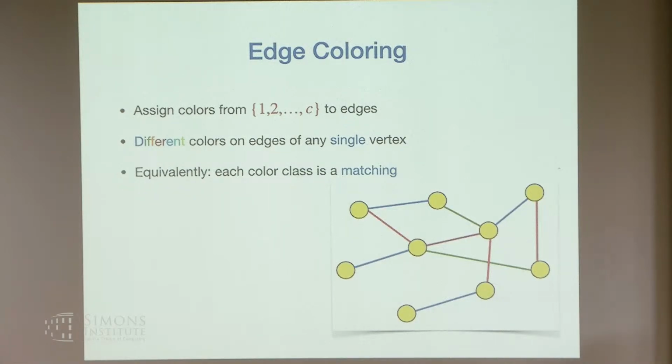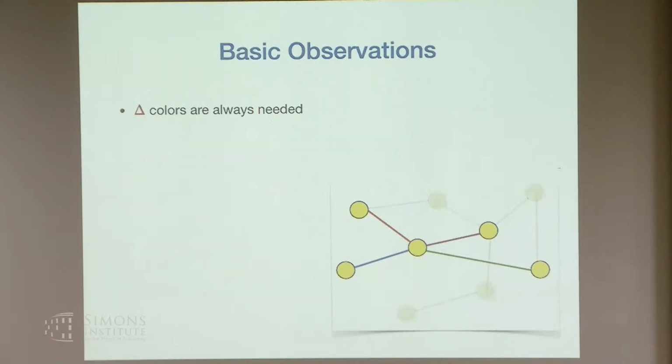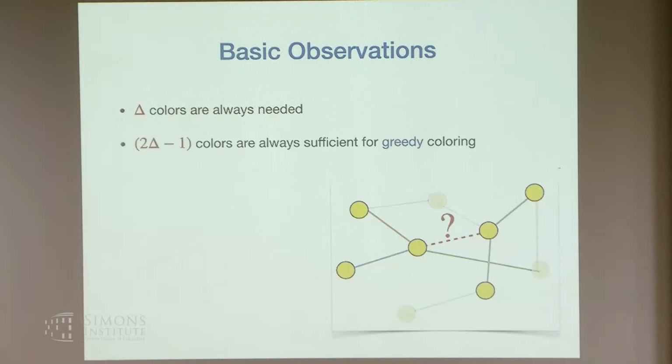All right, so in this talk, we are going to work with these parameters. N is the number of vertices, M is the number of edges, and delta is the maximum degree of the graph. So what do we know about edge coloring? The first simple observation is that you always need delta colors. If you have a vertex of degree delta, you have to color all its edges differently. So you need delta colors. It's very easy to see that 2 delta minus 1 colors is always enough. You can even greedily color the graph that way.